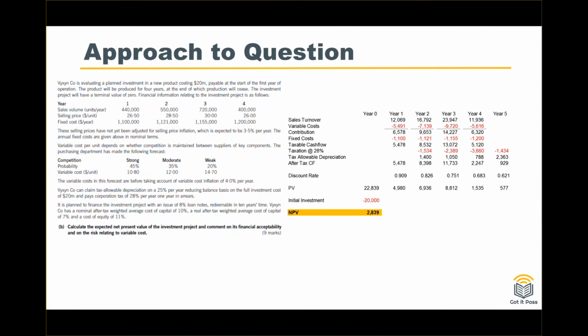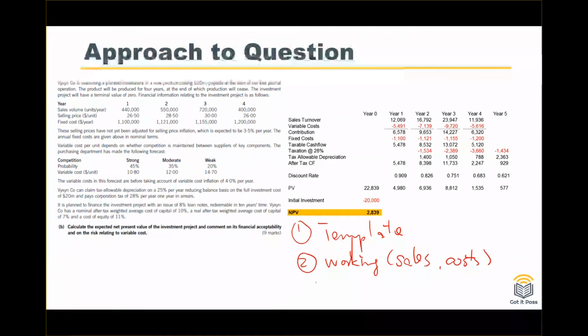Okay, so bear in mind, I have to show the template. First of all, you have the template. Next one, you have the working on sales, and also you have the working on the TAD, the tax allowable depreciation. Okay, then you put down the numbers on the template, and you can get the NPV calculation correct.